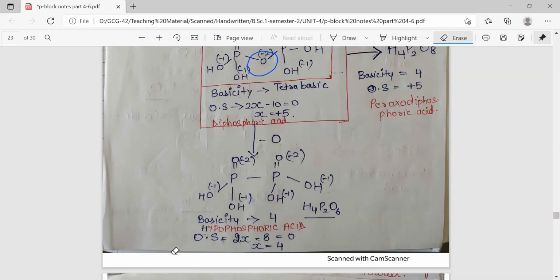This is how we can memorize all of these and generate these structures and formulas from each other. You just have to keep in mind where to add the prefix hypo, where to add the prefix pyro, and where to add the prefix meta, and we'll get all the acids. You only have to memorize one acid, phosphoric acid, or what we call orthophosphoric acid, with the formula H3PO4.